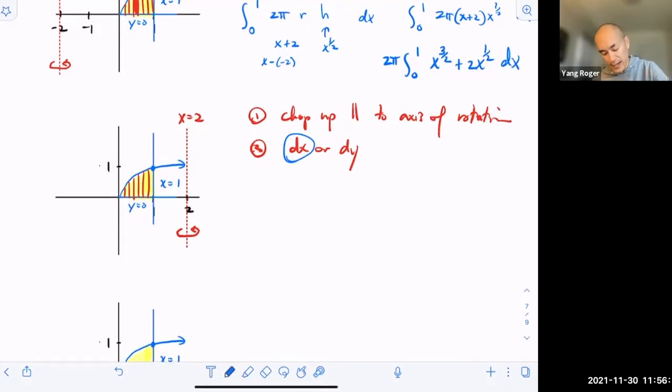Step 3, you gotta set it up. Put the dx over here. You gotta look at this yellow shaded region and ask yourself, what's the smallest x could be and what's the biggest x could be? What are the limits of integration gonna be, my friends? 0 to 1 is correct.